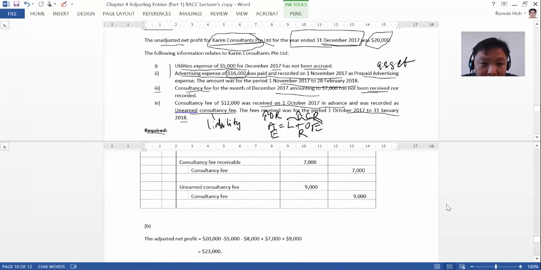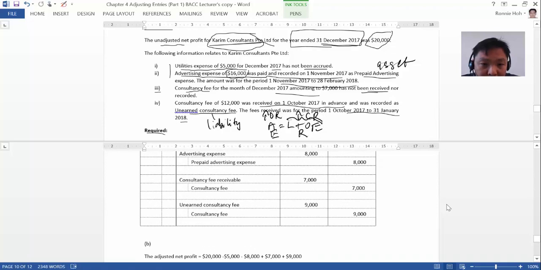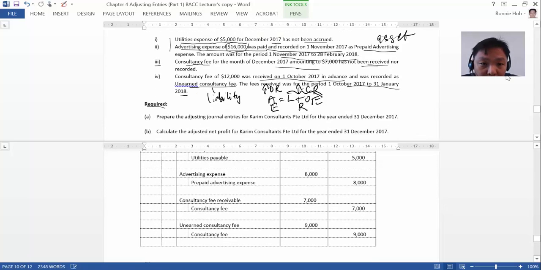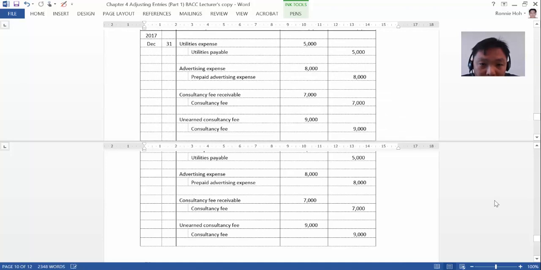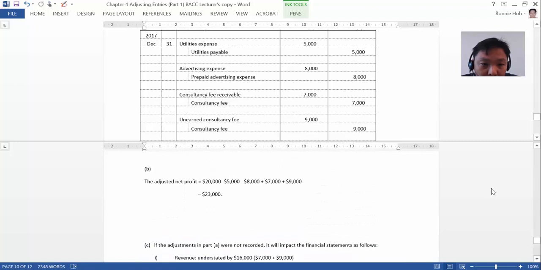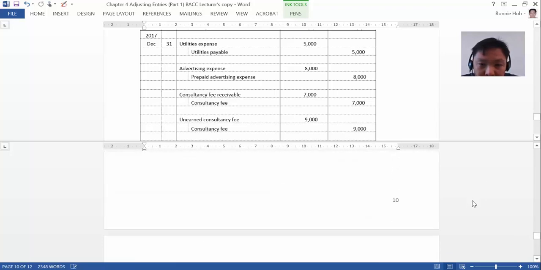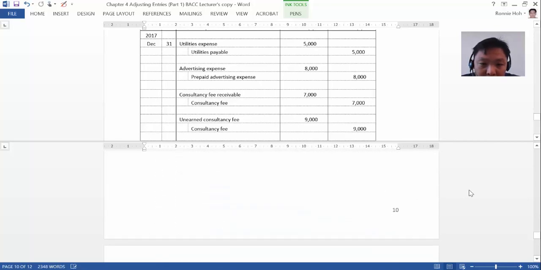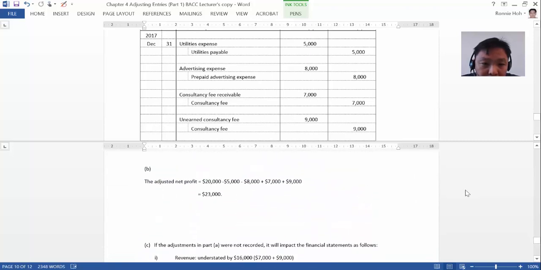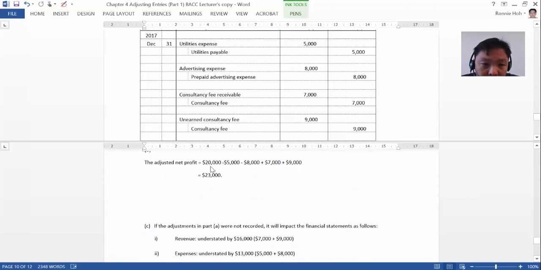Good. So with that, let us now work out the adjusted net profit. Now to do that, I'm going to use the 2 screens again. So I'm going to scroll down here to the adjusting entries to put it up there, and down here I'll put the workings for the adjusted net profit. So remember in the question earlier on, we began with the unadjusted figure, which is the 20,000. So we start with the unadjusted amount of 20,000.